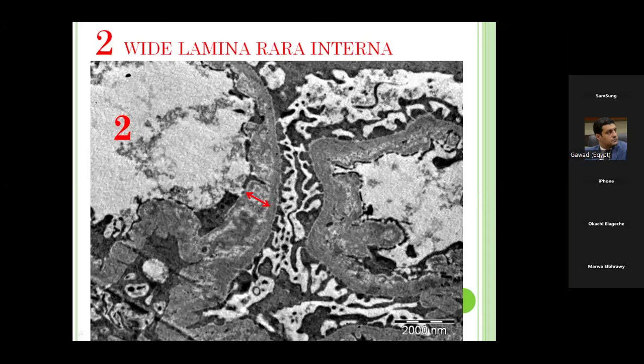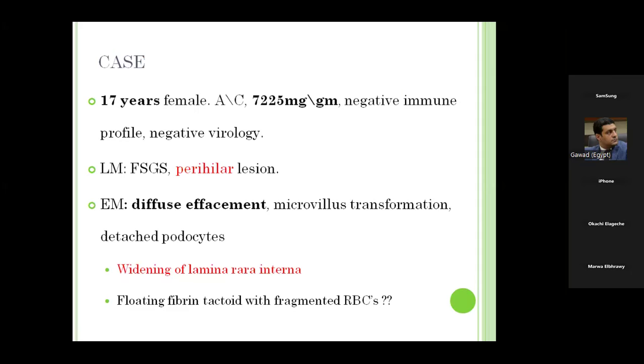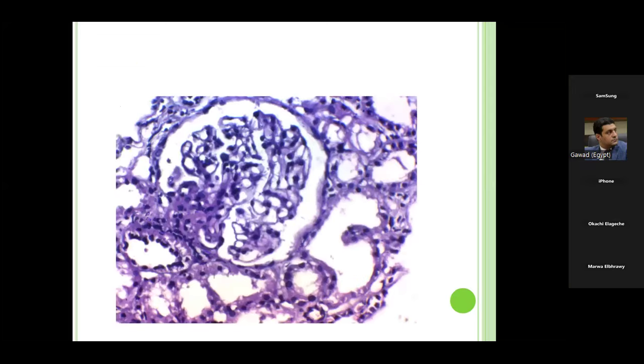And this is a case of a 17-year-old female with an albumin-creatinine ratio of 7 grams, negative immune profile and negative virology, with perihilar focal segmental glomerulosclerosis, diffuse effacement, microvillus transformation and detached podocytes with widening of the lamina rara interna. Today I'm just showing you some interesting findings that we found during our routine examination in some of our cases, like this case.